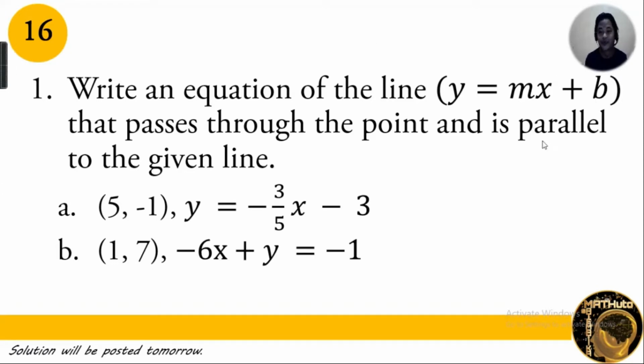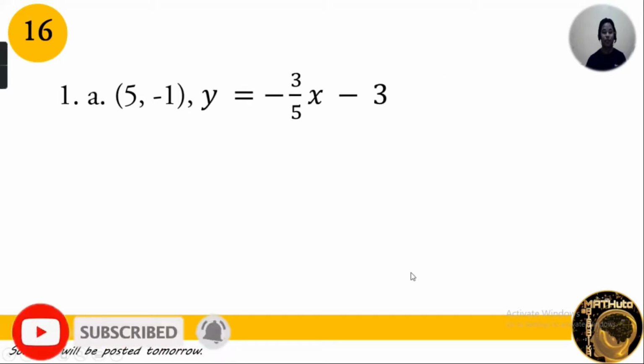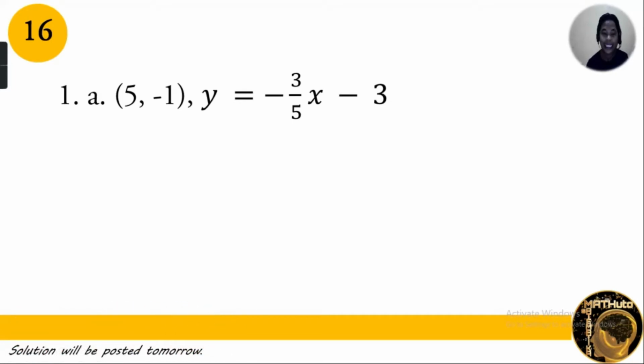We have this first exercise. Write an equation of the line in the form y is equal to mx plus b, or in intercept form, that passes through the point and is parallel to the given line. So, ang ating point po dito is (5, negative 1), at yung ating given line is y equals negative 3 over 5x minus 3.